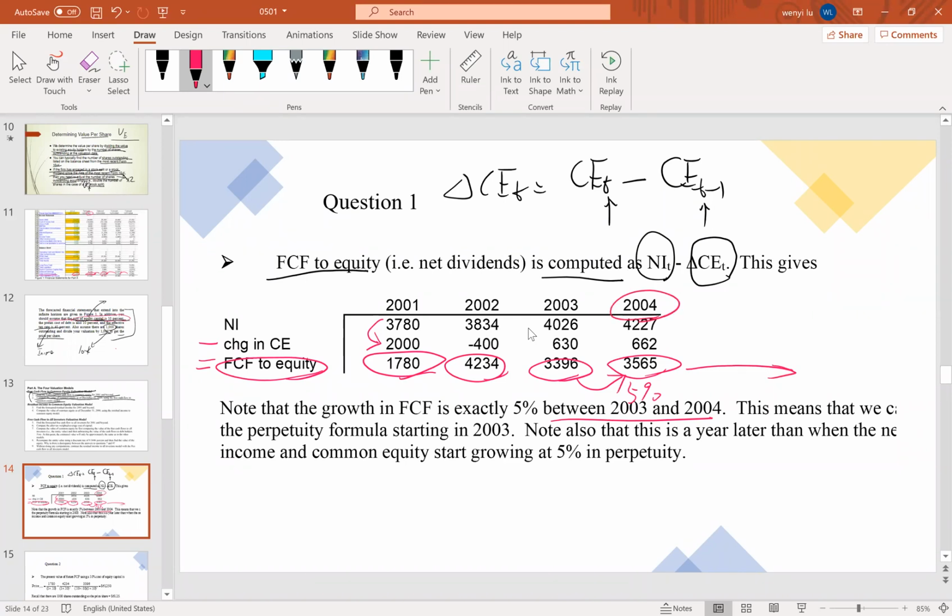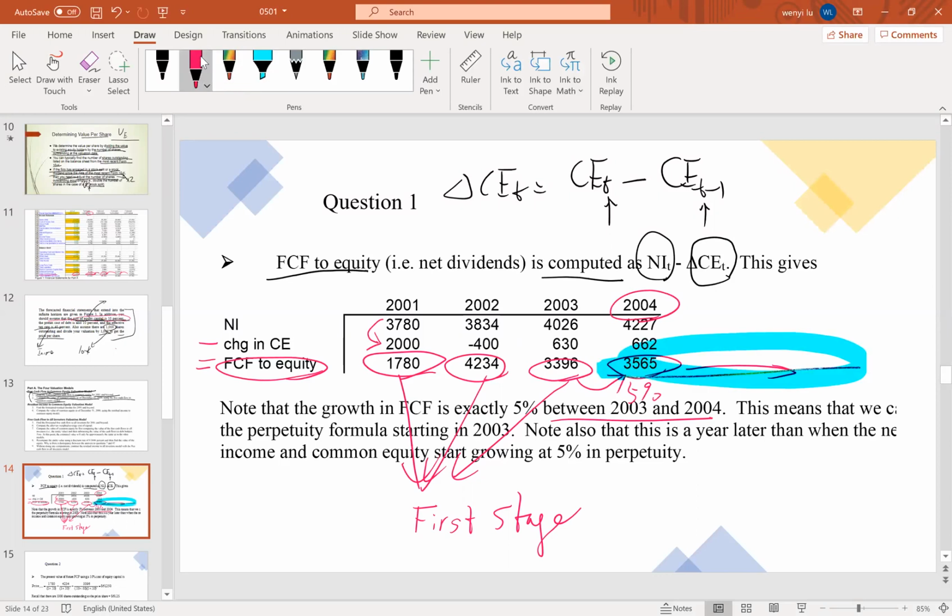Now we can use these numbers to do the equity valuations. So these 3 years of free cash flow to equities will be the first stage. And for the continued years will be the second stage. In the second stage, we will apply the perpetuity formulas. So we will use our free cash flow to equities over R minus G, then divided by 1 plus the discount rate raised to the power T.